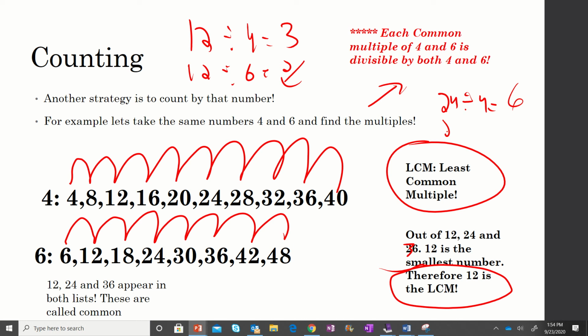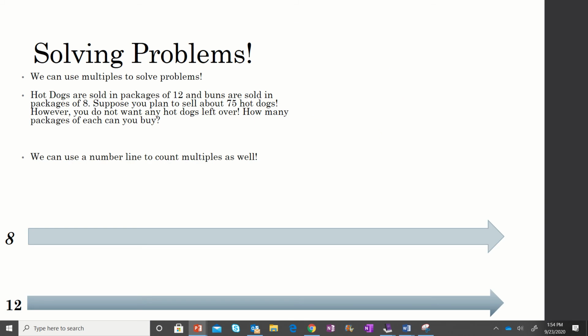Okay, 24 divided by 6, we know is 4. So we can see that we can use these multiples to figure out what are common ones and if they are correct, okay? 36, I'll do it down here. 36 divided by 6 equals 6. 36 divided by 4 equals 9. As we can see, they all divide into each other with a whole number equally. Okay, we can use multiples to solve problems.